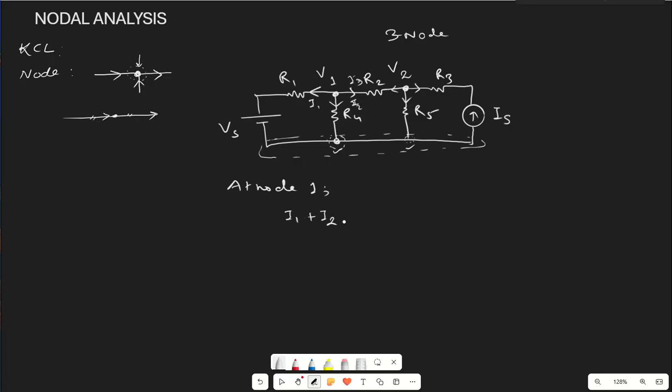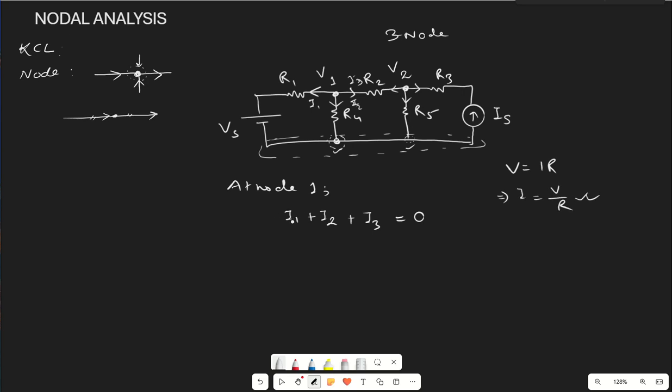I1 plus I2 plus I3 equals 0, because all the currents are moving out, so the addition of all the currents should be equal to 0 as per our rule of KCL. Now this I1 can be written with respect to voltage. As per Ohm's law, V equals IR, so the current will be V divided by R.